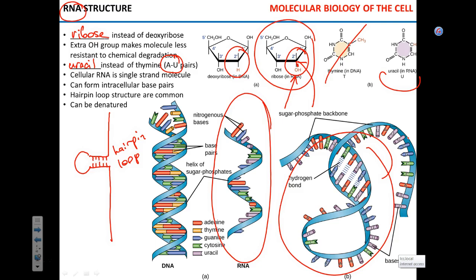Okay. So, based on this, we have three major differences between RNA and DNA. Ribose instead of deoxyribose. Uracil instead of thymine. One strand instead of two. Okay.